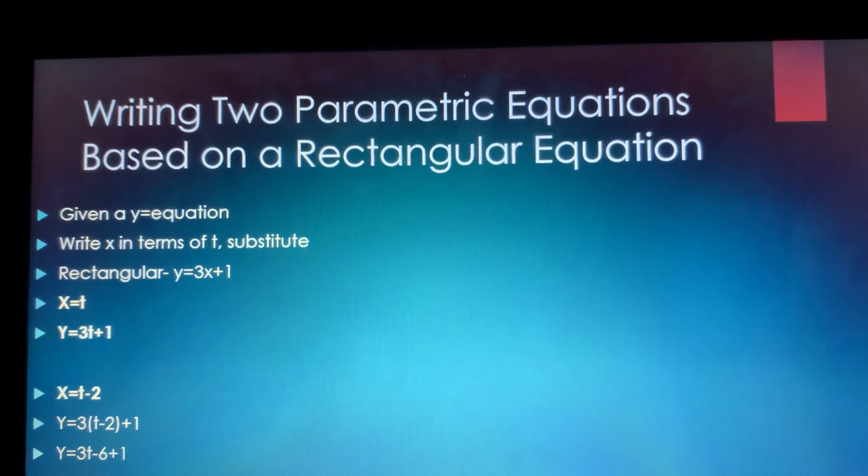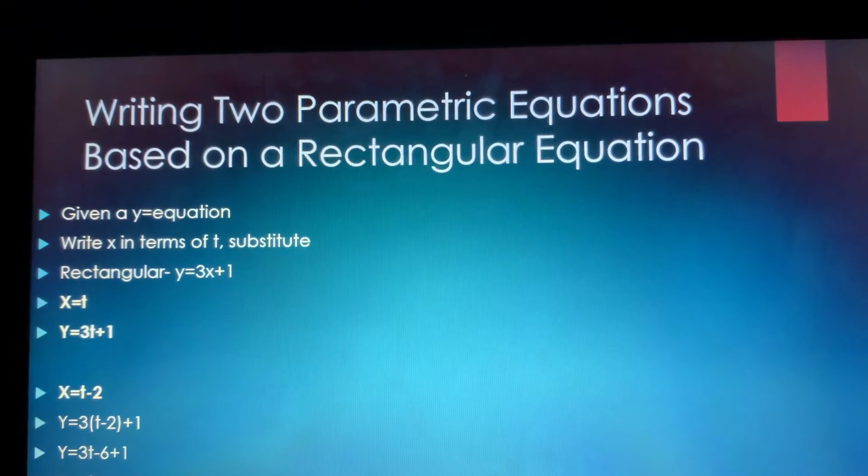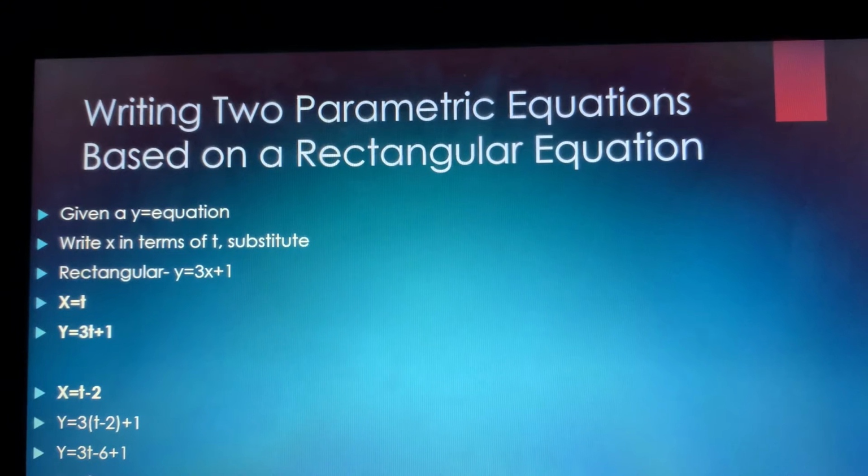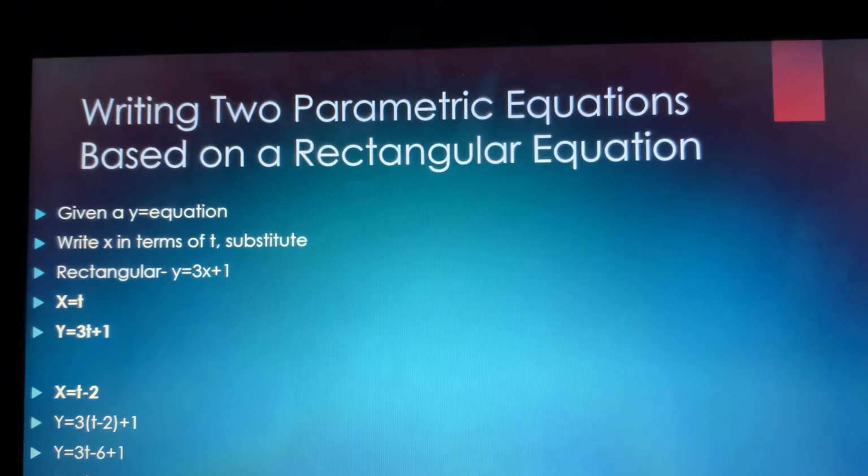So we just set x equal to anything in terms of t, and we substitute that in for x in our original equation. And make sure to put domain and range restrictions if they apply. They don't here, but if they did, you need to put them, or else you will get a point off. So here, if you wanted to check my work, you could put these two equations and substitute them in. Any which way you do it, you will still get y equals 3x plus 1.